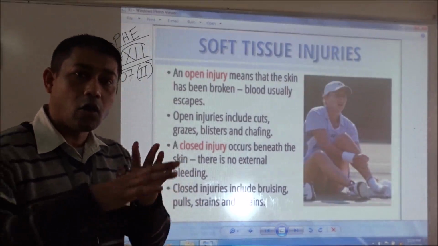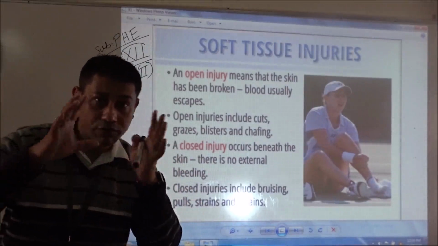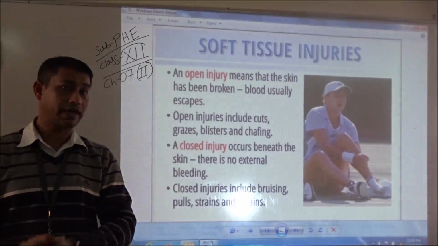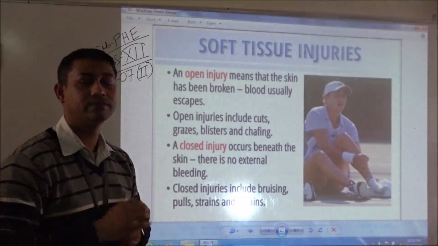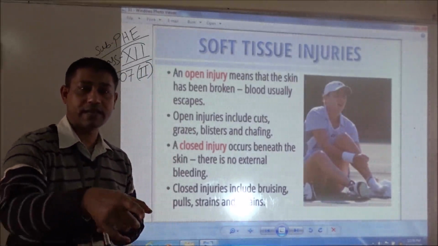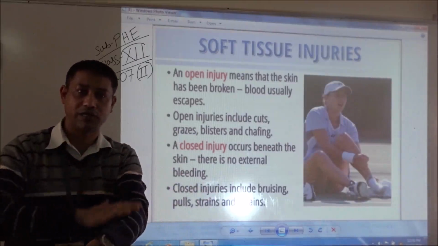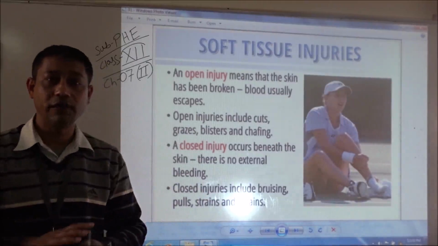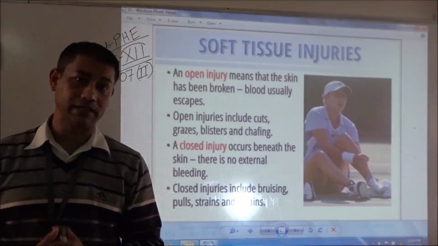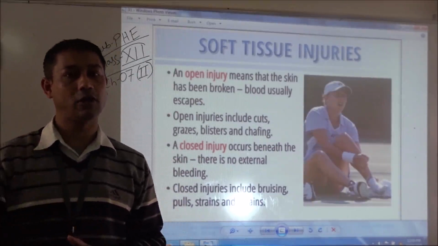So, open injury and closed injury. Open injury can be visible from the outside. You can predict that yes, this is an open injury. Bleeding you will be seeing on the superficial layer, on the topmost layer of the skin. Whereas in closed injury, you will not see any sort of bleeding. You will only observe change in color, and swelling will occur.